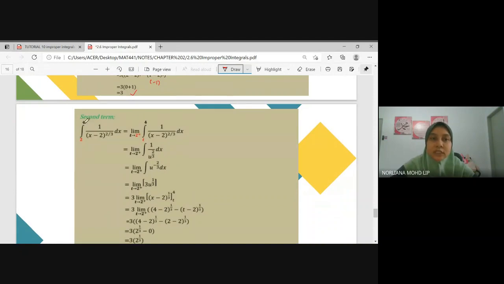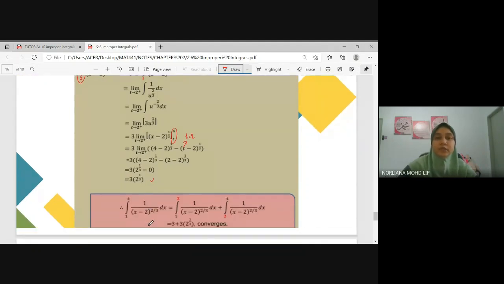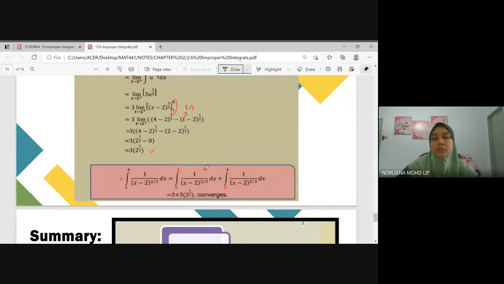Okay, second term for interval 2 to 4. Sama juga macam tadi, masukkan ni just tukar dia punya interval lah. 2 to 4. So t to 4. Masukkan. And then tukar, substitute t ni equal to 2. So solution f 2 1 over 3 minus, ni substitute 2. So akan dapat 0. Okay, so solution to second term 3 times 2 to the power of 1 over 3. Okay, then tambahkan dua-dua. We add on these two terms. First term plus second term. So the solution is converge. Because the limit exists.